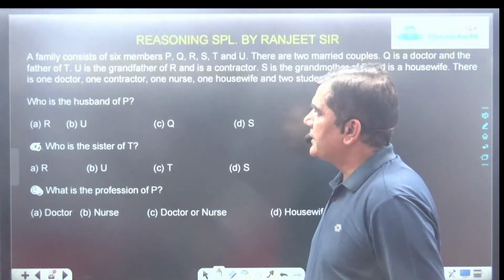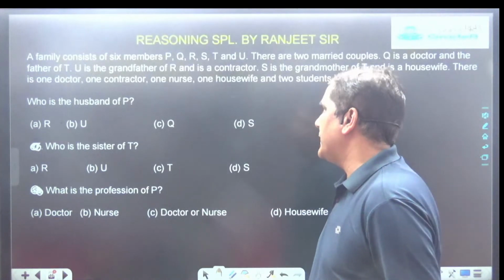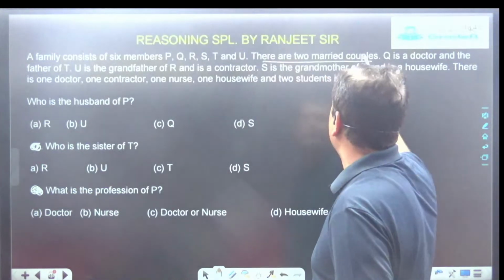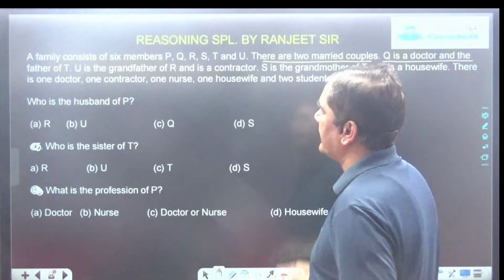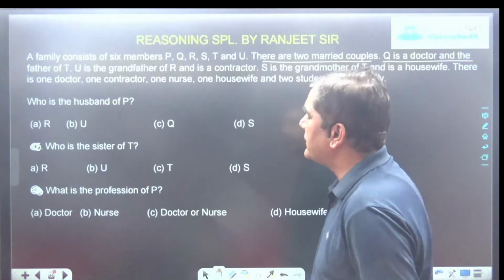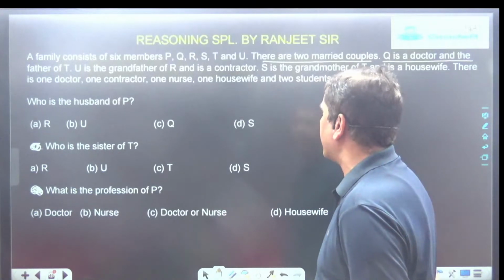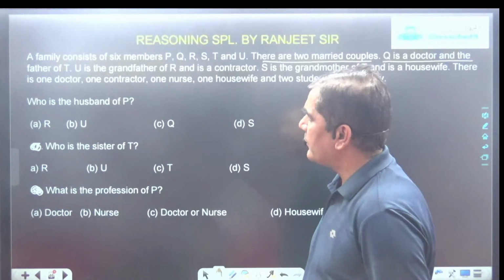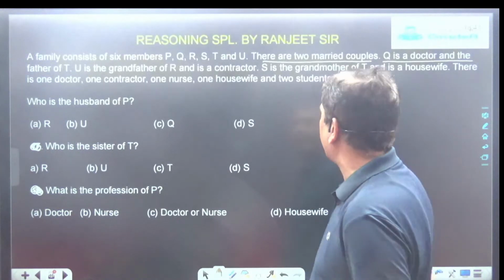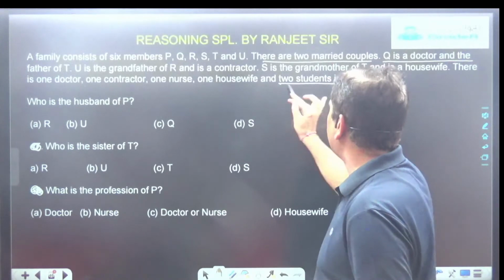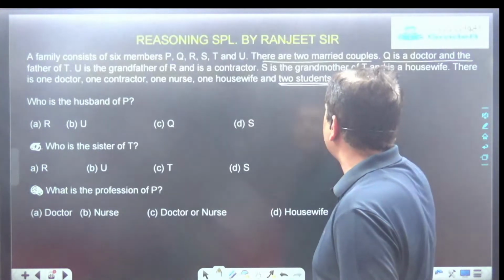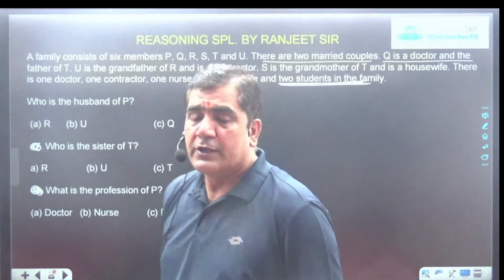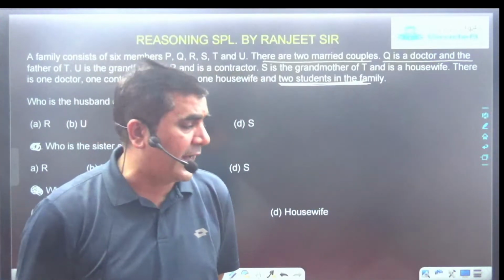A family consists of 6 members, P, Q, R, S, T and U. There are 2 married couples. Q is a doctor and the father of T. U, the grandfather of R, is a contractor. S is the grandmother of T and is a housewife. There is 1 doctor, 1 contractor, 1 nurse, 1 housewife and 2 students in the family. See, students always come in the last generation. Always remember this.